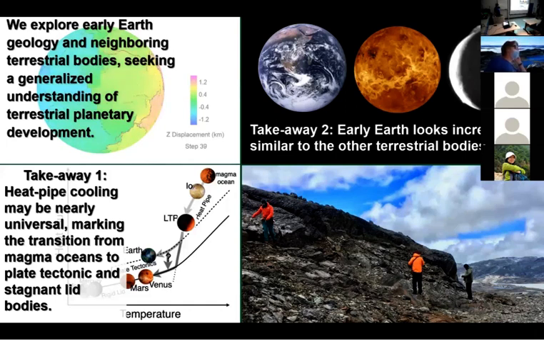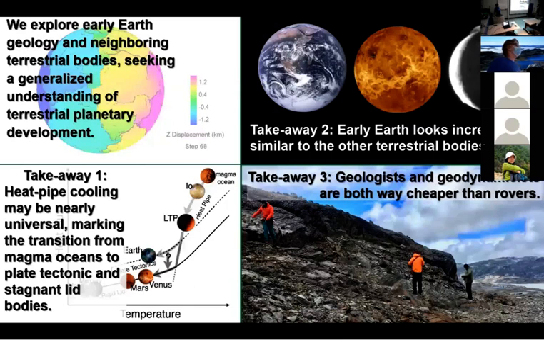And if we follow that line of logic a little bit more, then we think, holy crap, we should fund the early Earth people because they're so much cheaper than rovers.